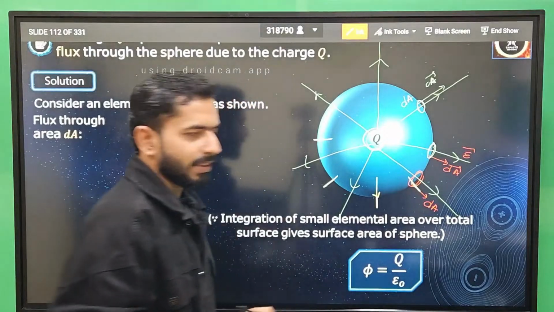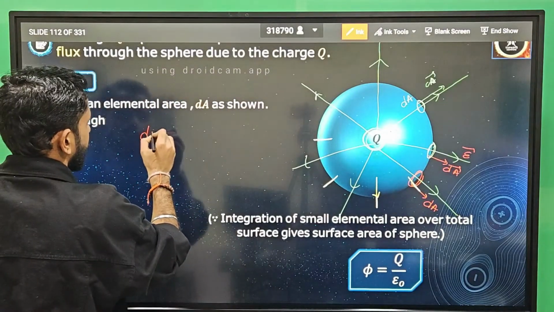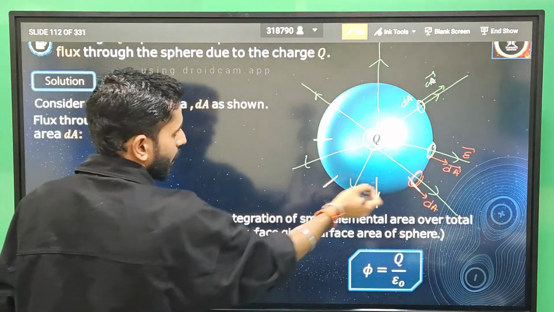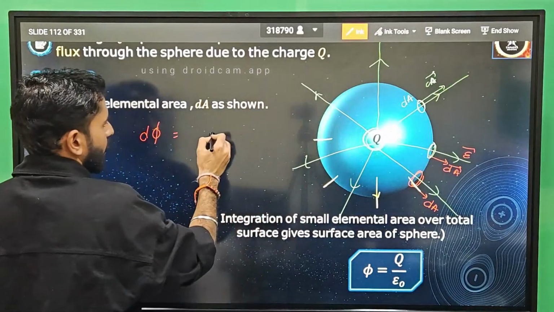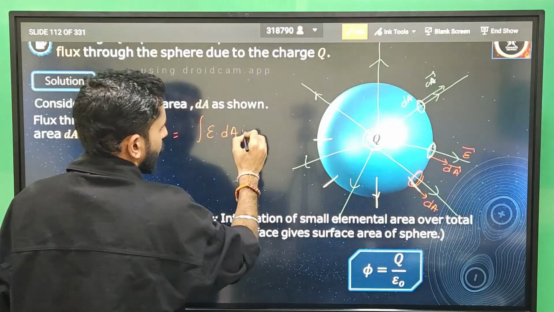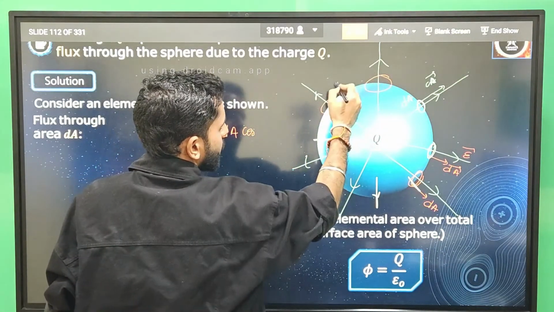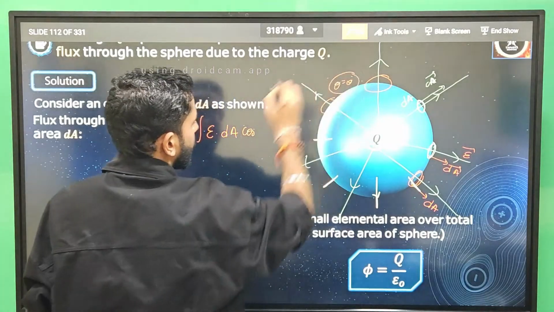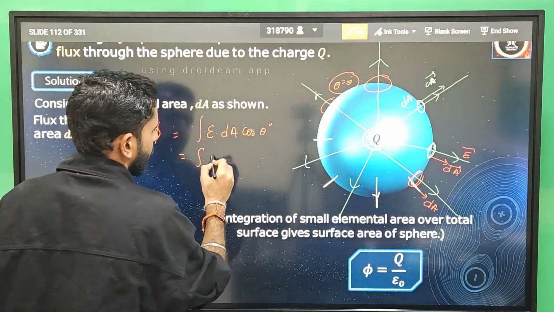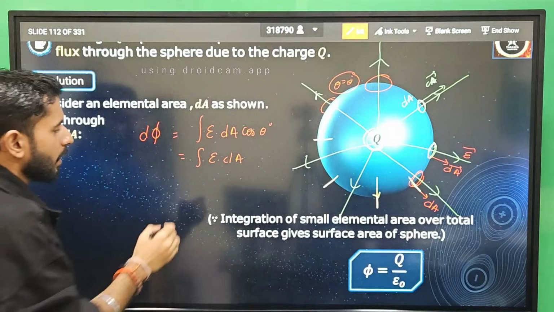That means one thing I am very clear about: if I write d phi, the small flux through any element, let's suppose this element I have taken, what will I write? I will write E dot dA cos of what? At every place the angle between them is theta equal to how much? 0 degrees. That means cos of 0. That is sorted. Now what do I have to do? I will simply write integration of E dot dA. dA integration means area integration.